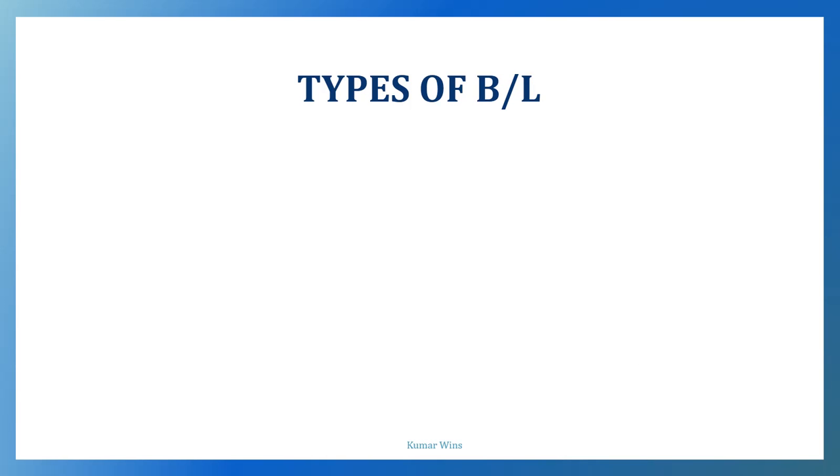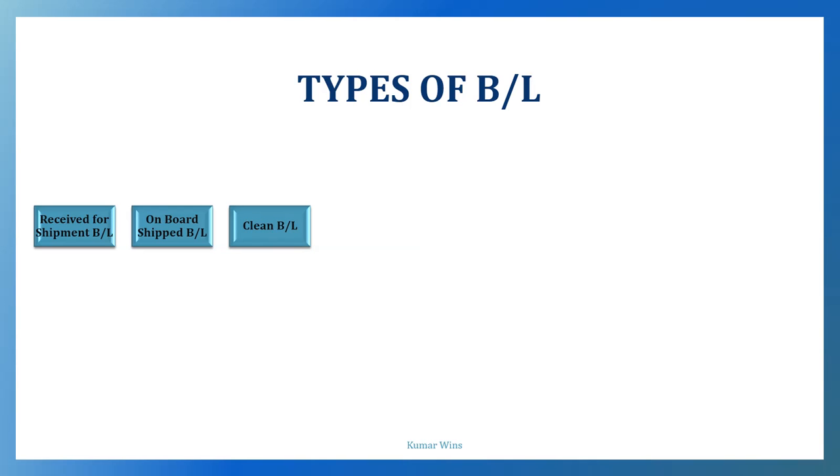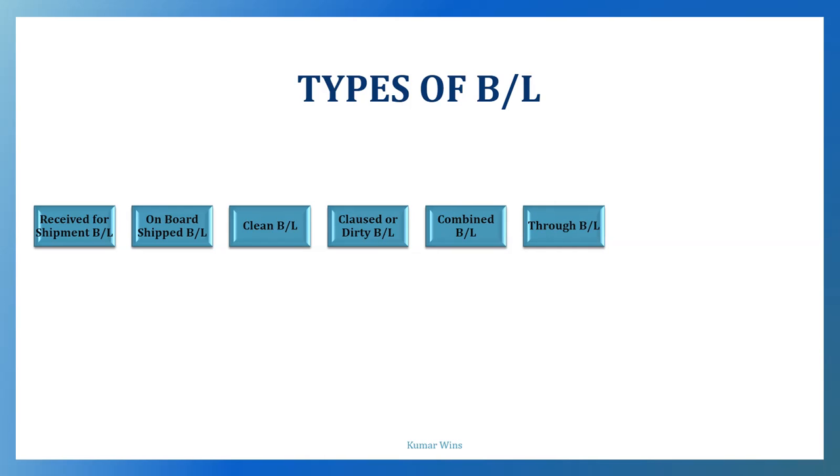Now what are different types of BL? We have received for shipment BL, then onboard shipped BL, then we have clean BL, closed or dirty BL. It's also known as foul BL. I have not mentioned it, but you can just make a note of that: closed or dirty BL or foul BL. Then there is combined BL, then through BL, transshipment BL and charter party BL.